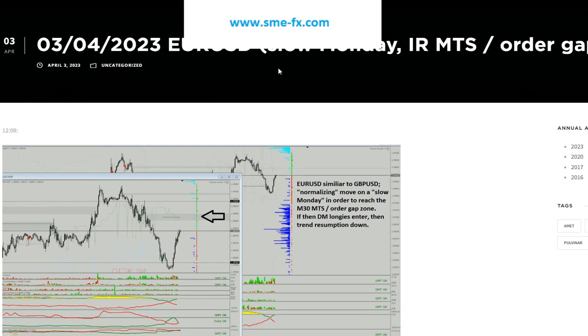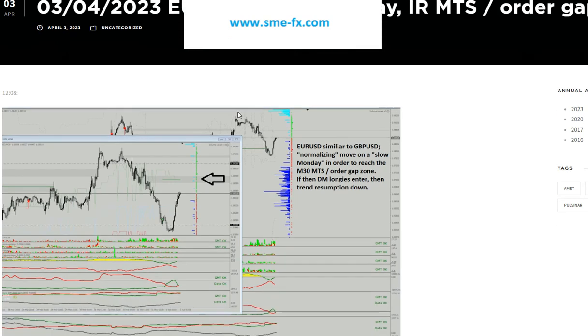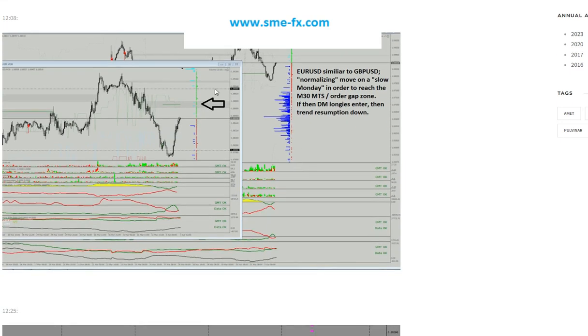Okay, so let's now talk about the more complex stuff, like here euro dollar, or maybe in the first video I should talk about the easier examples. Let me see. Anyways, let me just crack on. So 3rd of April we see that there's an order gap zone and MTS above the price in euro dollar, on the 30-minute chart.